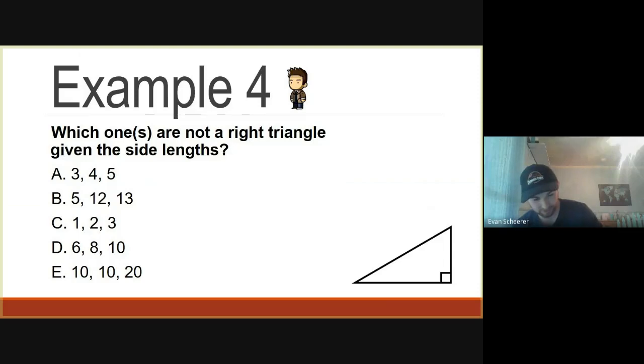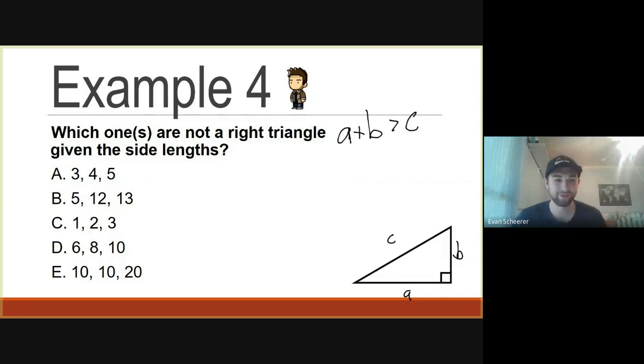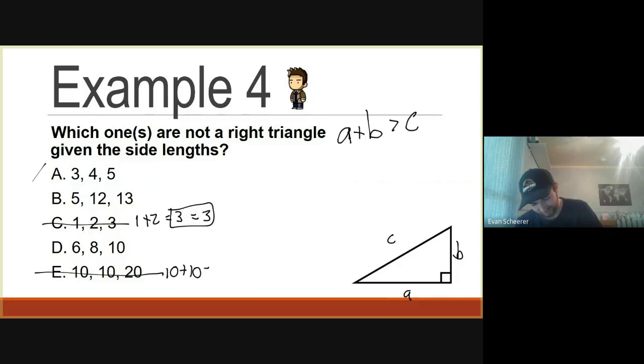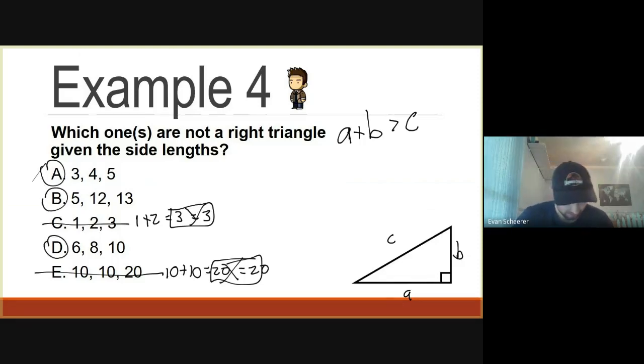Oops, that's highlighter. If I call this A, B, and C, A plus B has to be greater than C. That's for any triangle ever. So A plus B has to be greater than C. So I can cancel out this one and this one because 1 plus 2 equals 3, which is equal to 3. That does not work. 10 plus 10 equals 20, which is equal to 20. That does not work. So now we only have to work with A, B, and D.